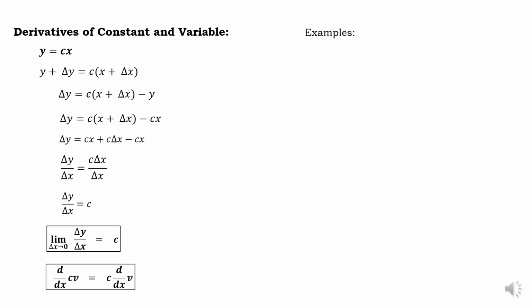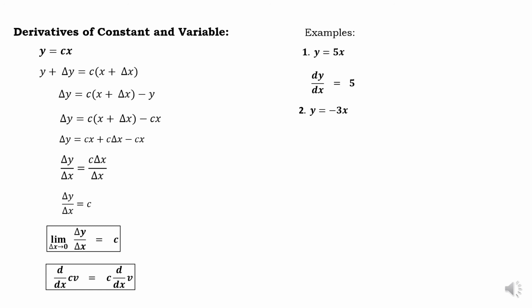For example, number 1, y is equal to 5x. 5 is a constant and x is a variable, and the derivative of x is equal to 1. 5 times 1 is equal to 5. The derivative of y with respect to x, therefore, is equal to 5. Number 2, y is equal to negative 3x.